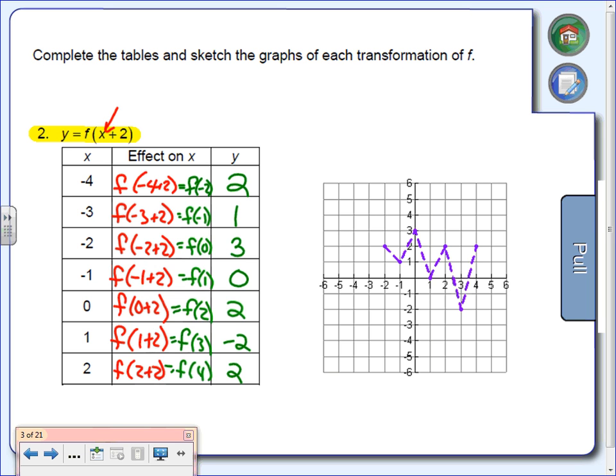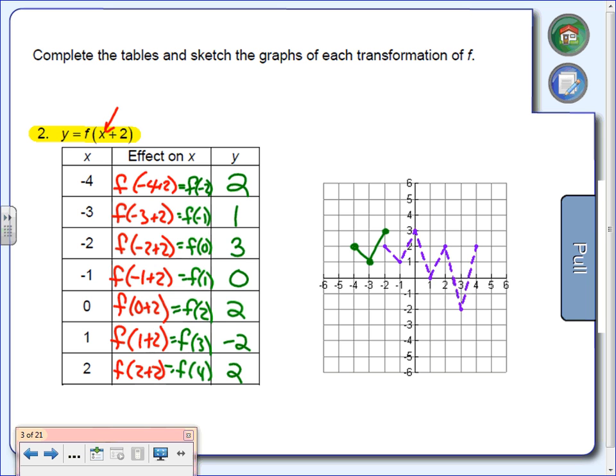So let's plot the ordered pair negative 4, 2. Find negative 4, 2. That's right here. The next ordered pair you have is negative 3, 1. Right here, negative 3, 1. I'm going to connect the dots as I go. Negative 2, 3. Find negative 2, 3. Connect the dots.